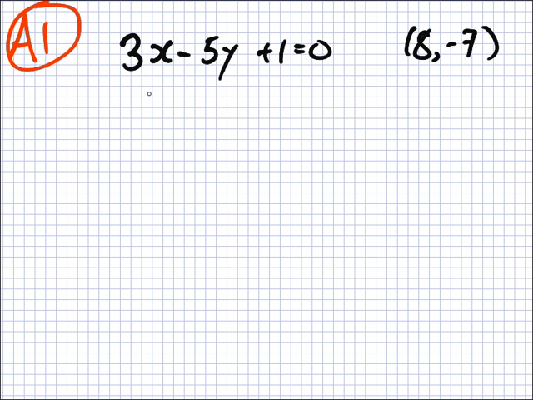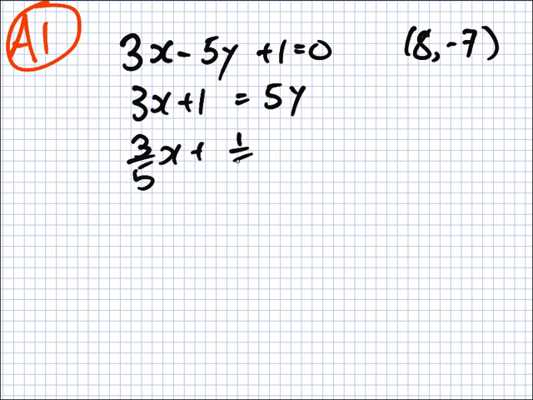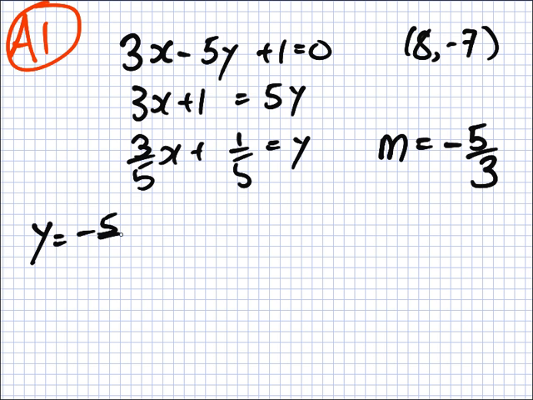So first we need to get the slope here. That's 3x plus 1 equals 5y. That's 3/5 x plus 1/5 equals y. So the m is actually minus 5 over 3, for being perpendicular. So you have y equals mx plus c. We sub in our point.